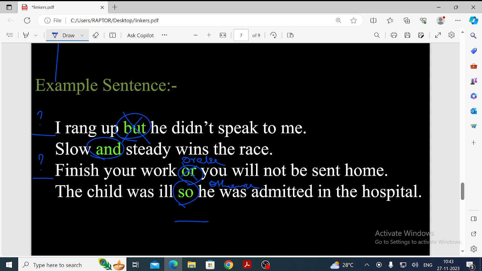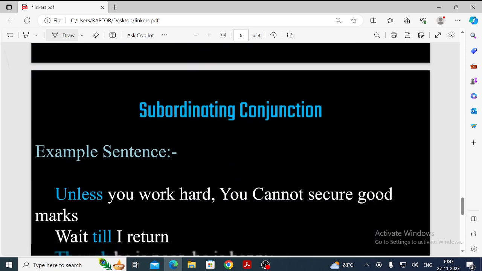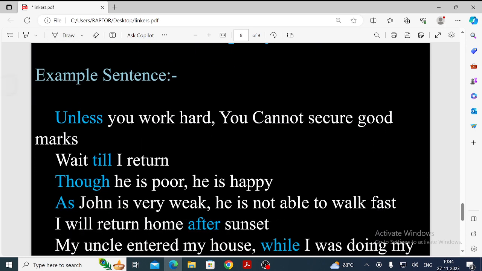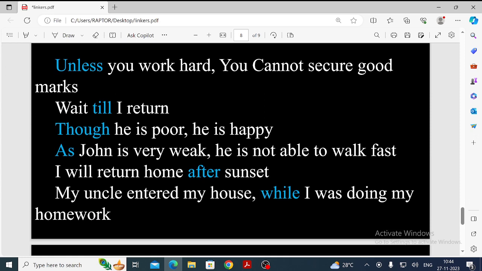That's it, okay. And the next example for your subordinate conjunction. Yes, write this: Unless you work hard, you cannot secure good marks. Unless you work hard, you cannot secure good marks. So there they have given a subordinate conjunction. My question: there is no subordinate conjunction, they have given a blank. What sort of coordinate conjunction do we want to write? You work hard, or you can write it work hard, dash, you cannot secure good marks.